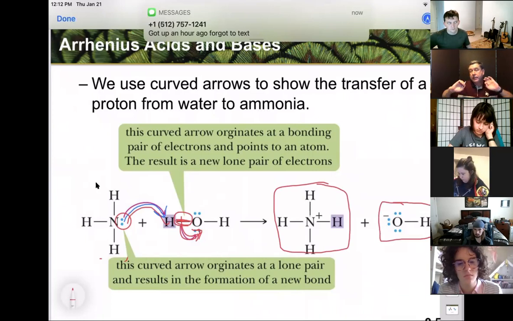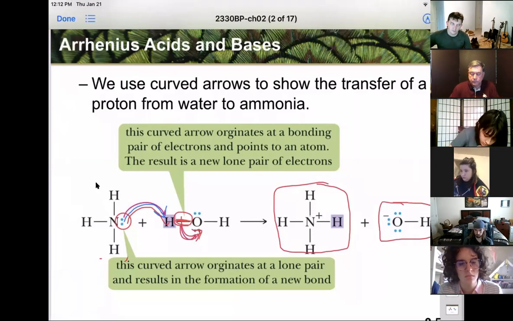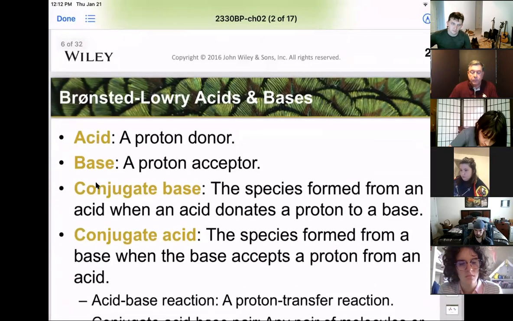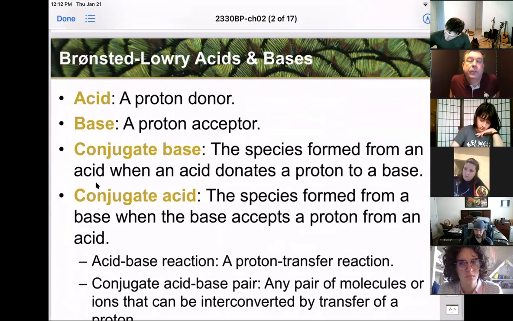Okay, so we're using that curved arrow technique to make sure we know exactly where the electrons are flowing. And in this case, we've actually moved an atom, right? We moved the hydrogen from one compound to the next. Okay, that's going to be important in our next definition of acids and bases. Okay, so in our next definition of acids and bases, this is the Bronsted-Lowry definition.